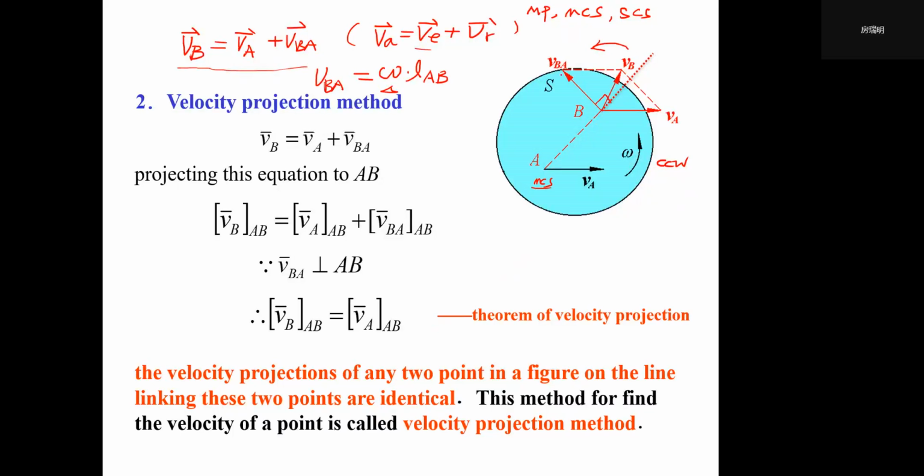Then this VBA is a vector and VA is another vector. These two vectors can constitute a parallelogram, and the diagonal will be the absolute velocity of point B, that is VB, right? So that's what we learned last time, right?